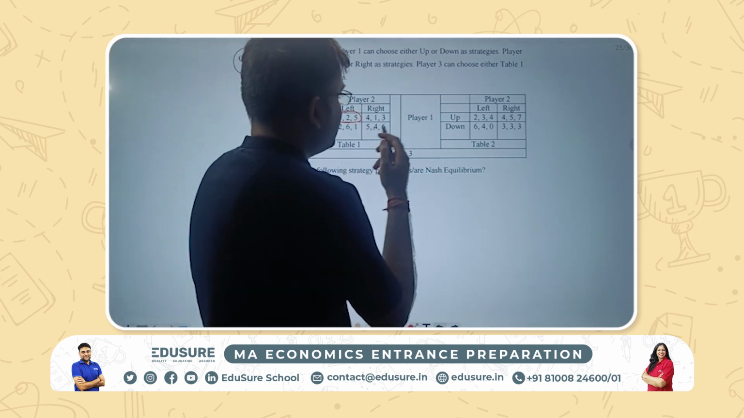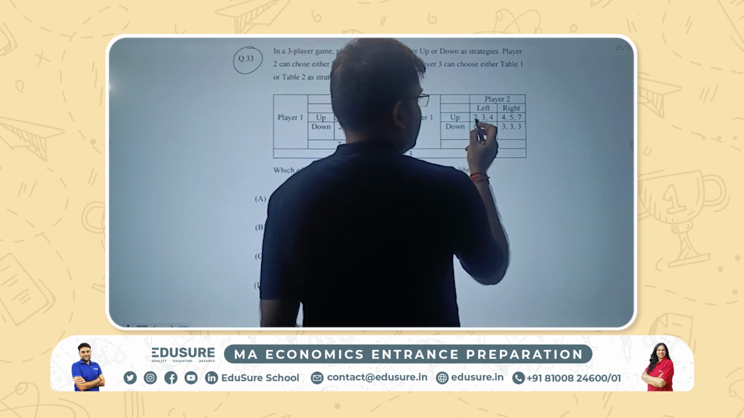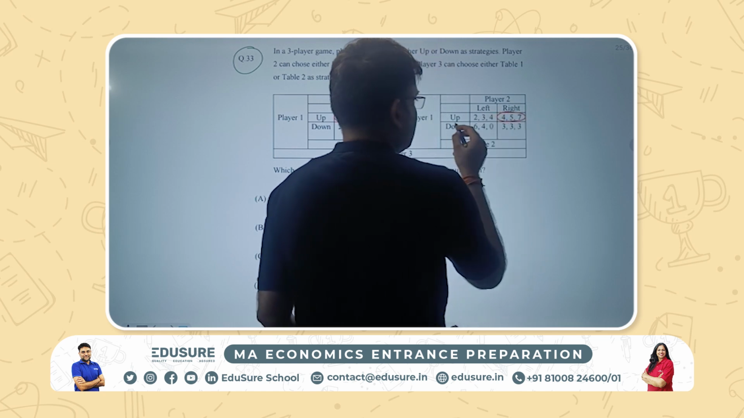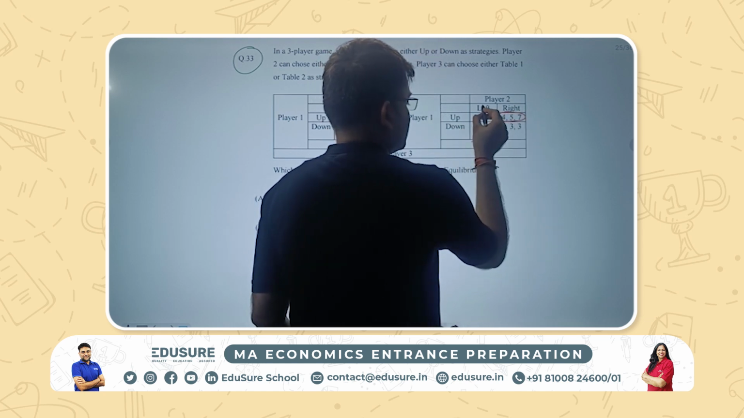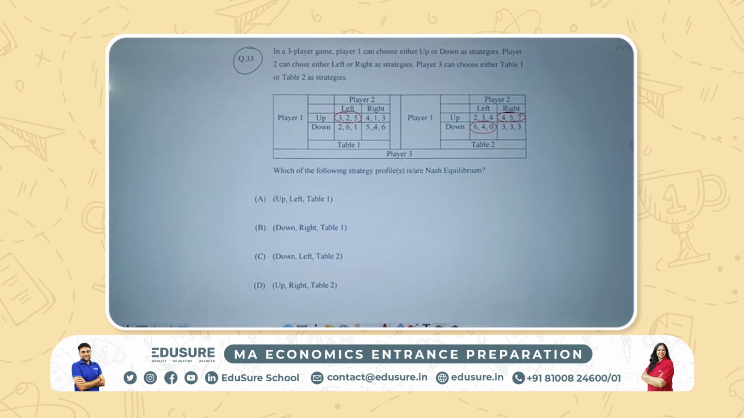Now let's take a look at table 2. For table 2, what will happen is player 1 plays up, player 2 will play right, right, up. This is the Nash equilibria. Down, left, left, down. Okay. Now, which of the following strategy profiles are Nash equilibria?